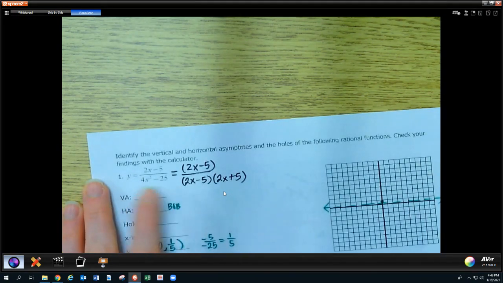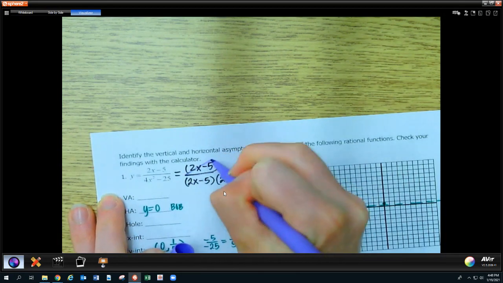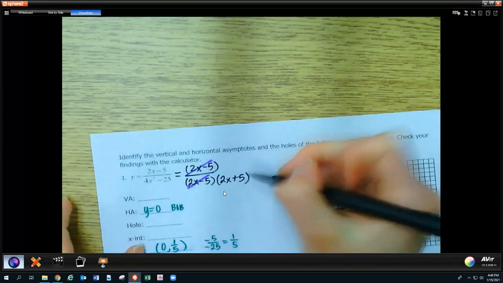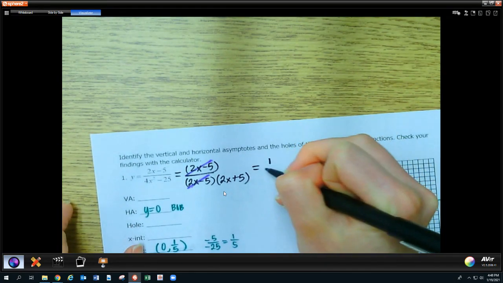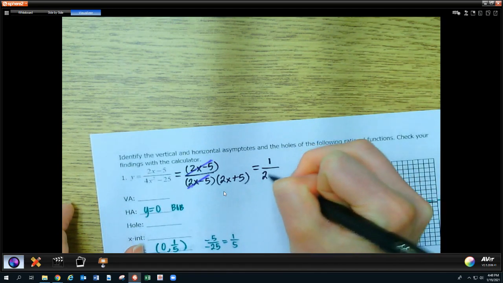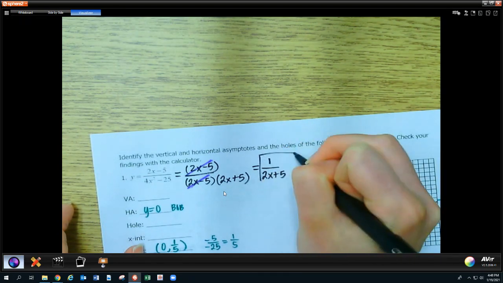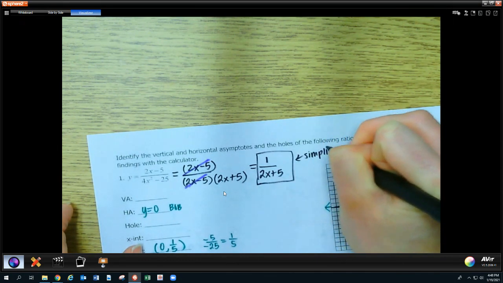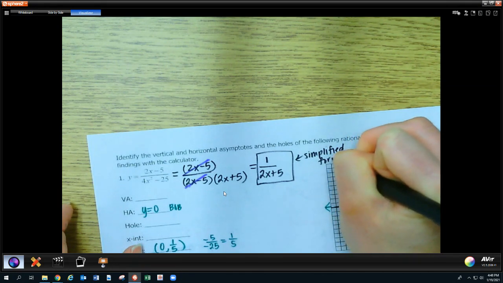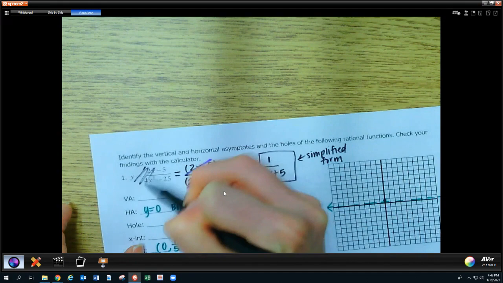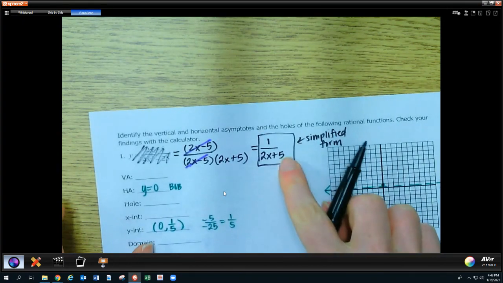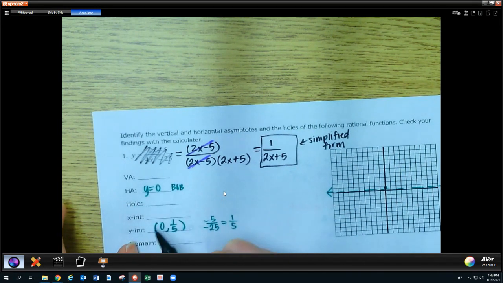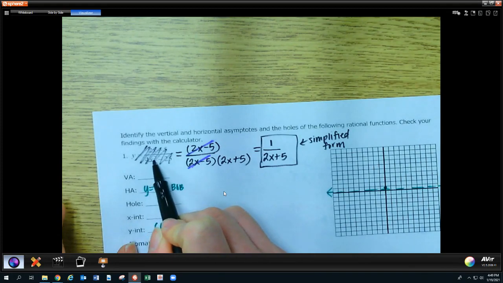Okay, and so I do have a common factor. 2x minus 5 and 2x minus 5 are in common. And so this simplifies. There's nothing left on top, so just a 1, and then a 2x plus 5 on bottom. So there's our simplified form. Okay, you're never going to go back to this equation. You're done with it. You're going to be working with the simplified form for the rest of this information. Okay, I always like to cross it off so you don't accidentally set this denominator equal to 0.